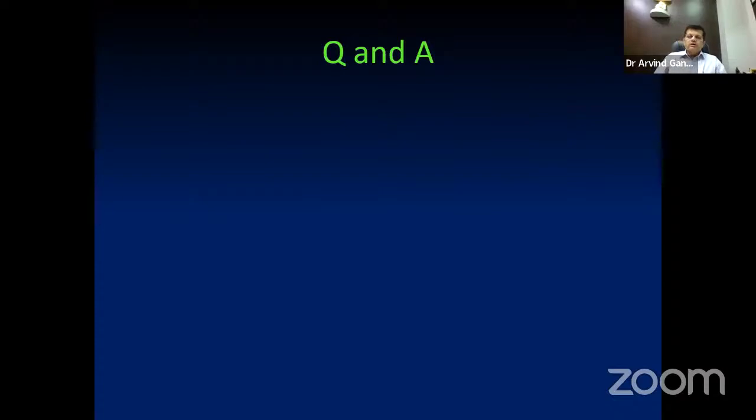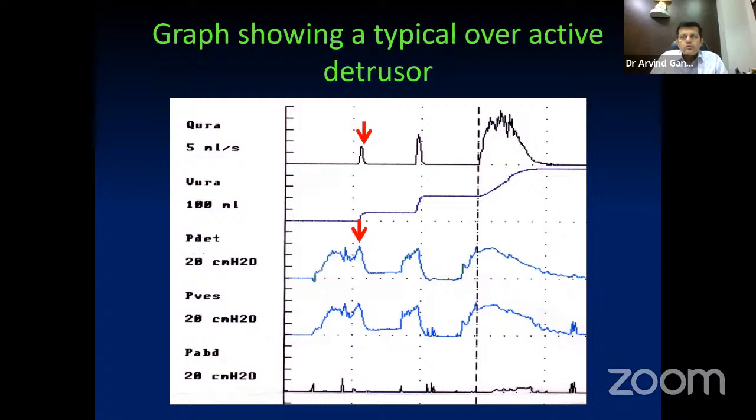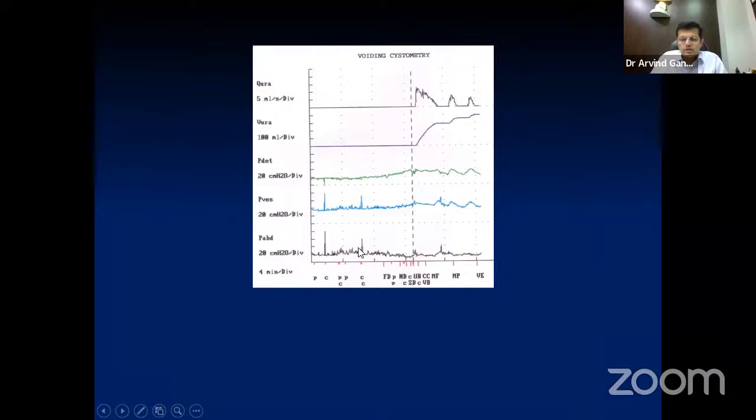Before we conclude, a few important Q&A questions. We will take the questions later on, but we can just go through these slides which are very representative. So this is a CMG picture. You can see that there is an overactivity here. You can see that some amount of urine is also leaked. So you see that there are 2 instances of overactivity, one over here and one over here.